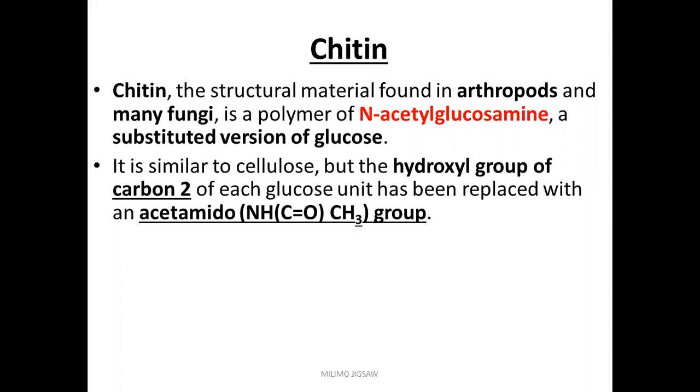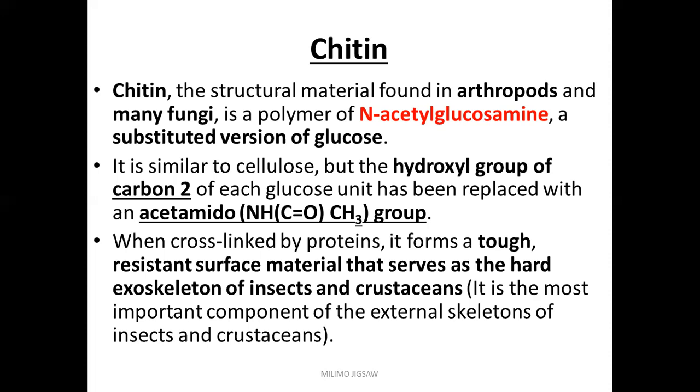So chitin has an acetamide functional group at carbon 2. So when these are cross-linked by proteins, this leads to formation of a tough resistant surface material, which serves as the hard exoskeleton that we find in insects and crustaceans. So it is a very important component of the external skeletons of these creatures.